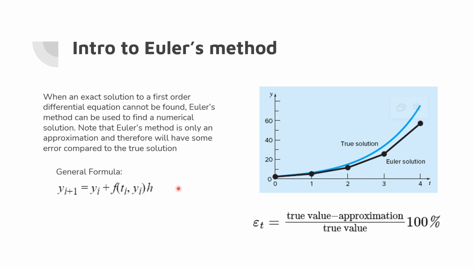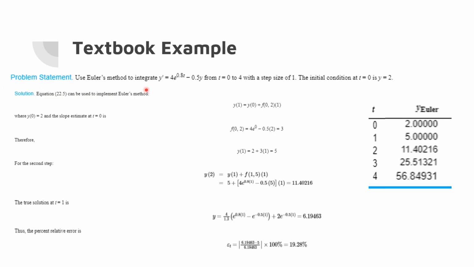Now, note that Euler's method is an approximation, and therefore it will have some error compared to the true analytical solution, and that can be seen in this graph, the gap between the two lines. That is the error. In this textbook example, they're using Euler's method to calculate y prime equals 4e to the 0.8t power minus 0.5y, with values of t ranging from 0 to 4 with a step size of 1. There is also an initial condition where when t is equal to 0, y is equal to 2.